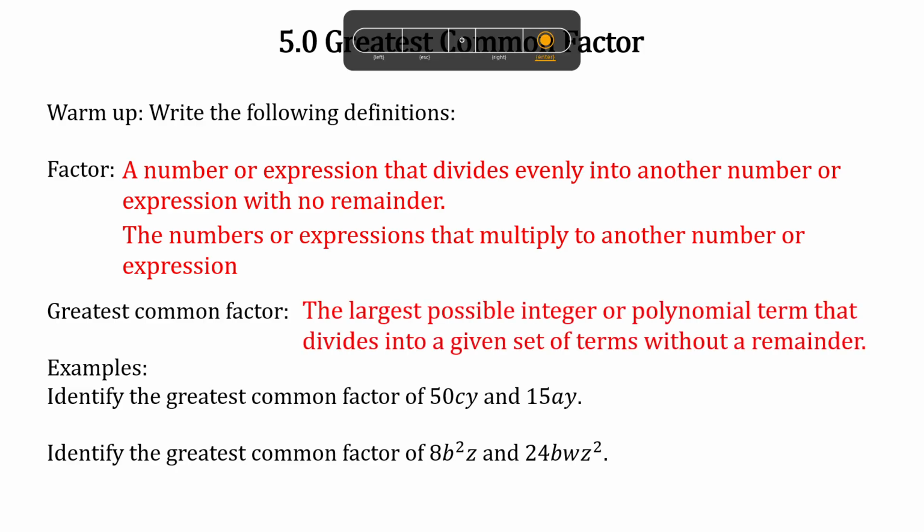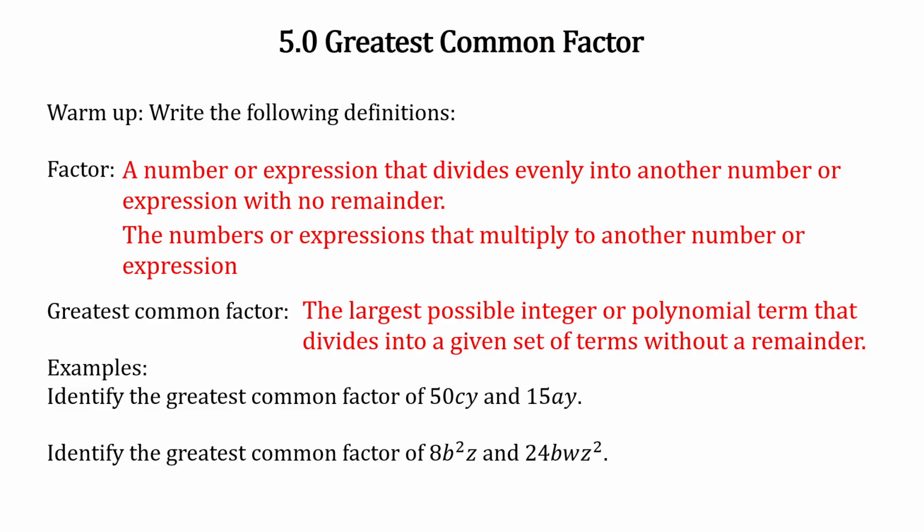Greatest common factor, the largest possible integer of a polynomial that divides into a given set of terms without a remainder. So what is the greatest common factor of 5a and 15y? We look at the numbers. What goes into both 5 and 15? 5. There's not a C in both of them. There's not an A in both of them, but there is a Y. So 5Y.